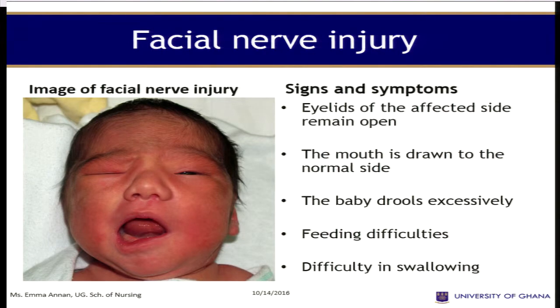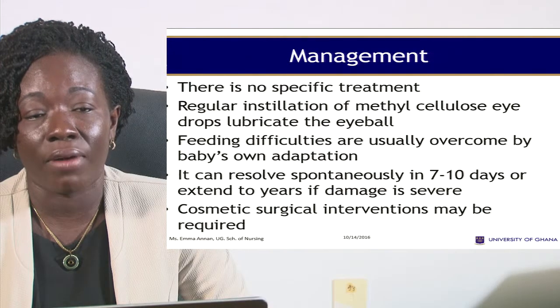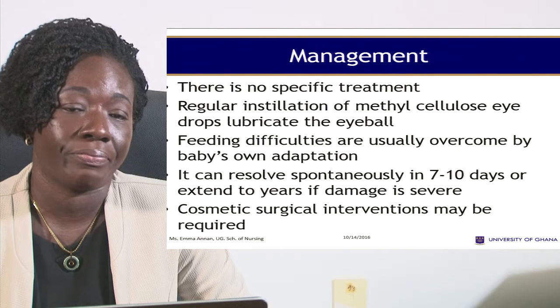So the affected side is open, the mouth is drawn to the normal side, and the baby drools saliva excessively. The baby usually has difficulty in feeding and also in swallowing. How do you manage? There is no specific treatment. What you do is instillation of eye drops into the eyeballs. Then feeding difficulties are usually overcome by the baby's own adaptation.